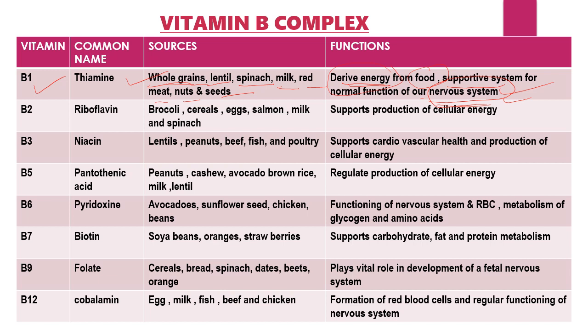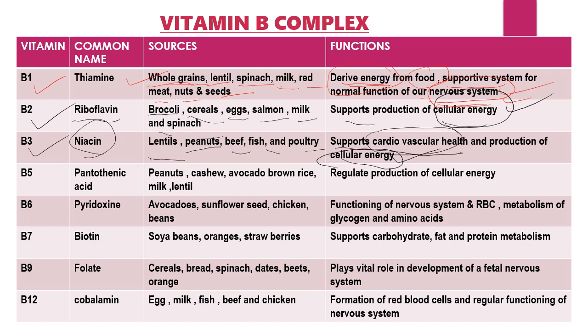Next, vitamin B2. B2 is called riboflavin, that is present in broccoli, cereals, eggs, salmon, milk, and spinach. Its main function is to support the production of cellular energy. Number third, B3 is called niacin. It is present in lentils, peanuts, beef, fish, and poultry. Its main role is to support cardiovascular health and function of cellular energy. Cardiovascular health is related to heart health.